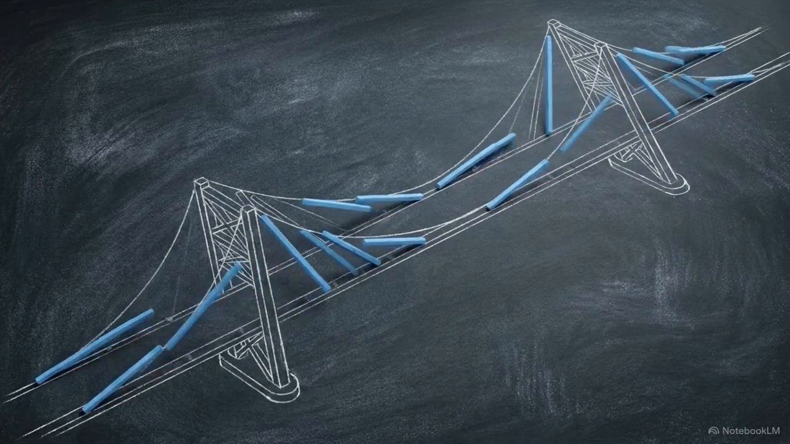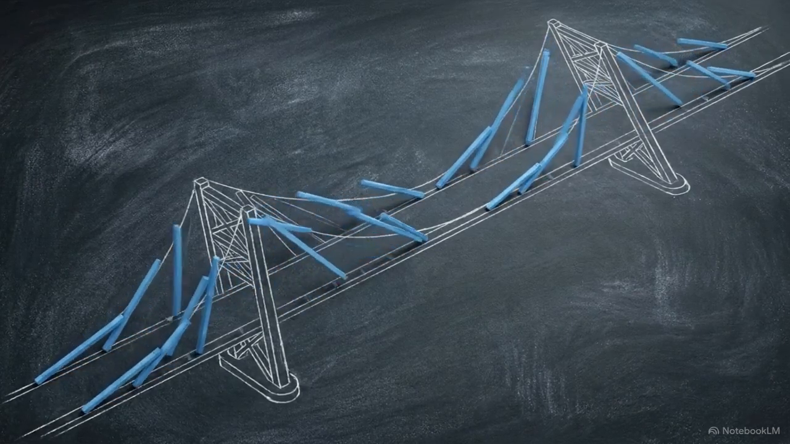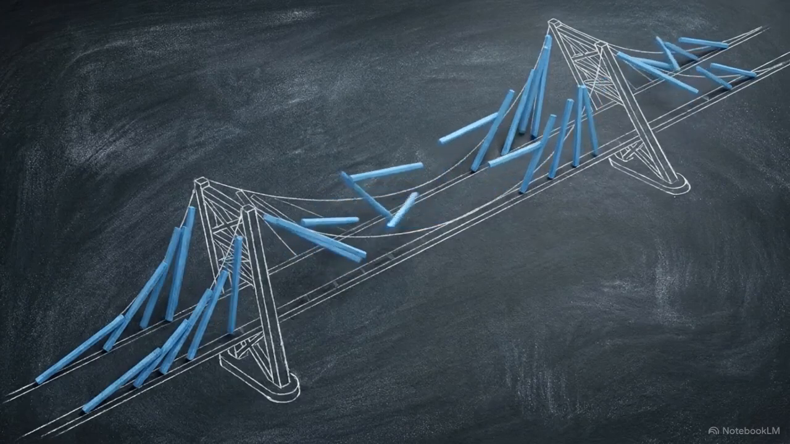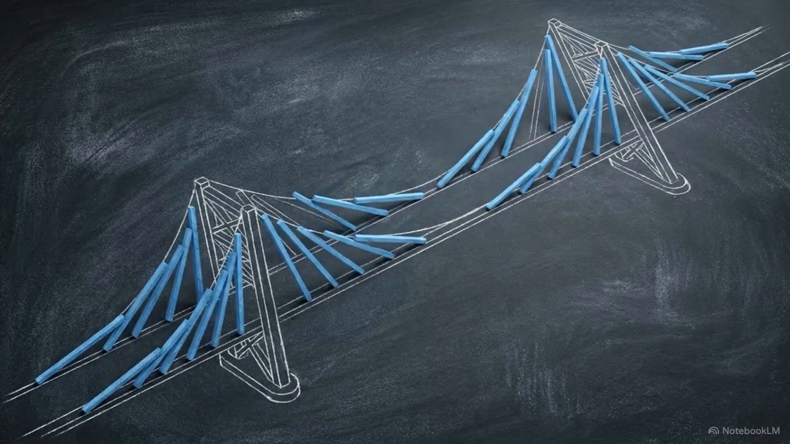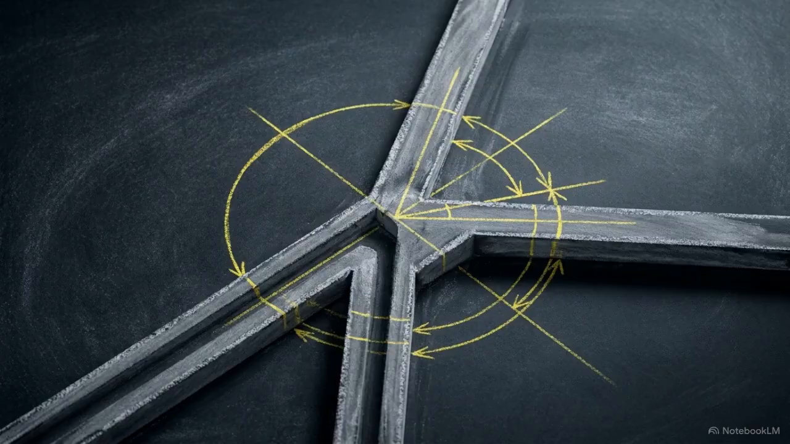Imagine looking at a suspension bridge. While we see the steel cables and concrete pillars, the actual stability of that massive structure comes from the specific angles of its internal supports. Angles are the invisible framework keeping our physical world standing.